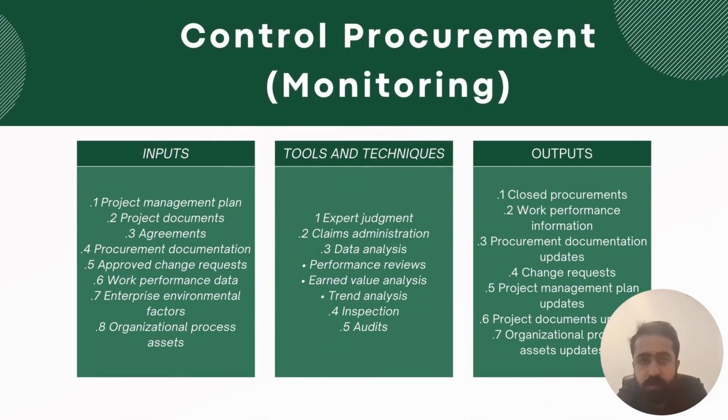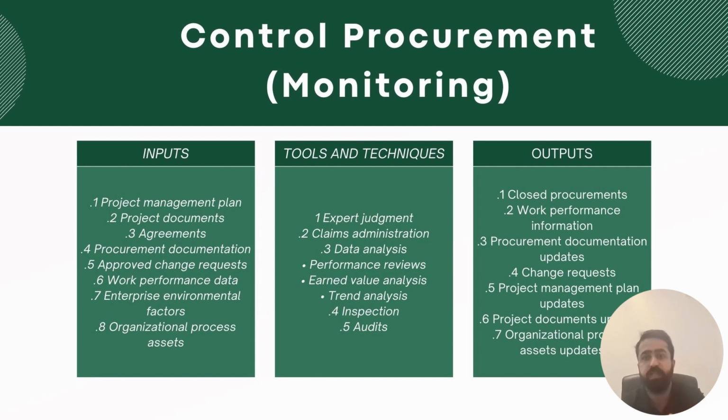Good day, everyone. I will discuss control procurement, which is a management process that manages procurement relationships and makes necessary adjustments to ensure project objectives are met. Inputs include the project management plan, agreements, work performance data, etc. Tools and techniques include expert judgment, data analysis, inspections, and audits. Output includes closed procurements, project documentation updates, and organizational process assets updates.